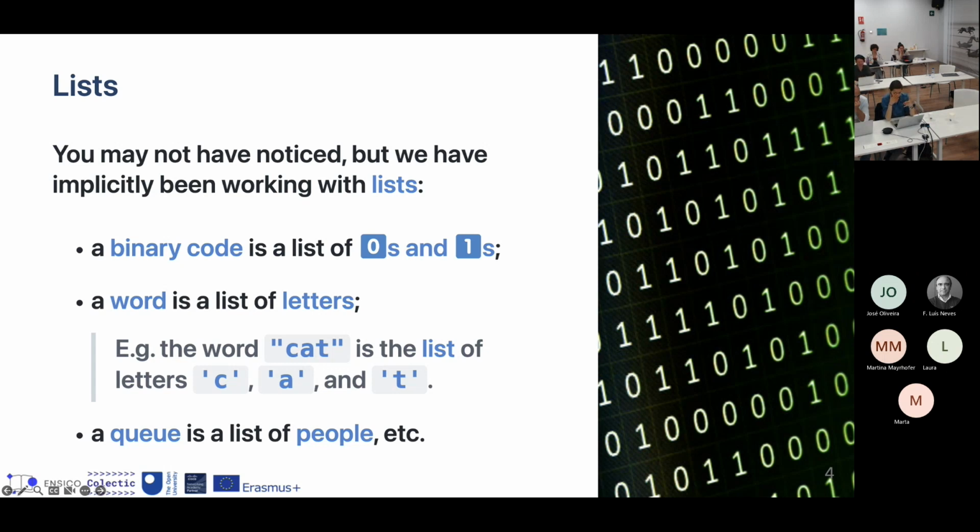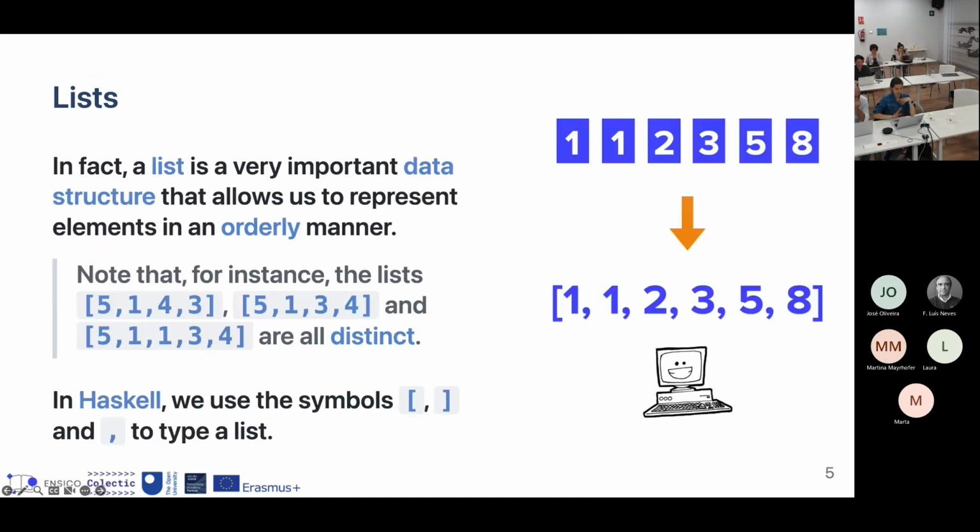lists, this ordered data structure, is very useful to model real life aspects. And it's one of the most important, or even the most important data structure. And lists allow us to represent elements in an orderly manner.